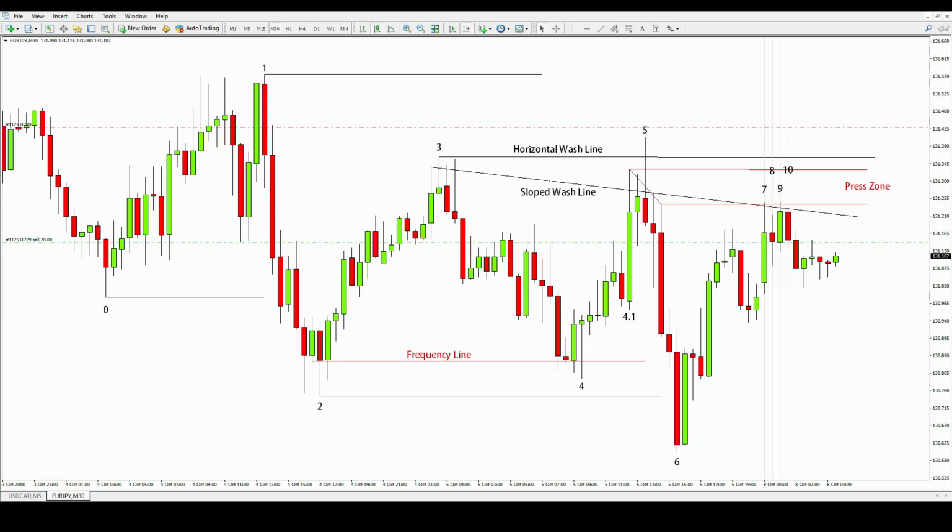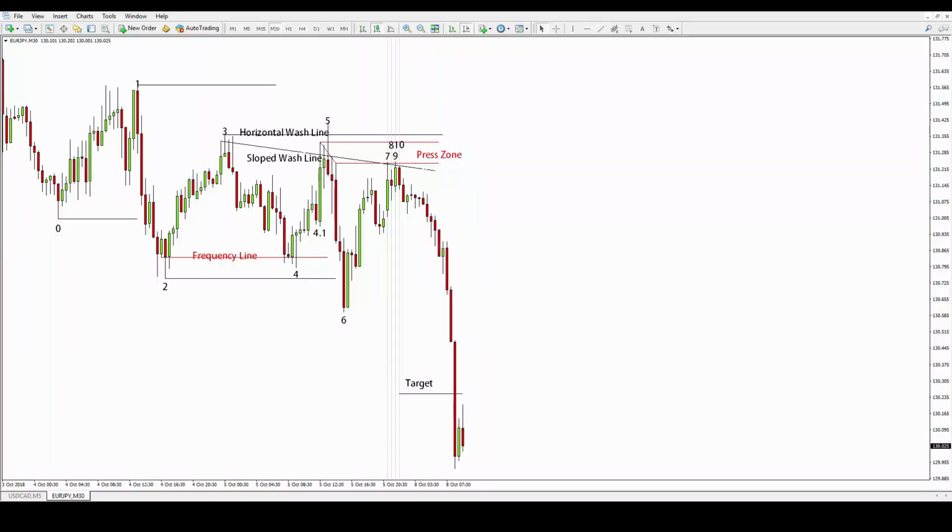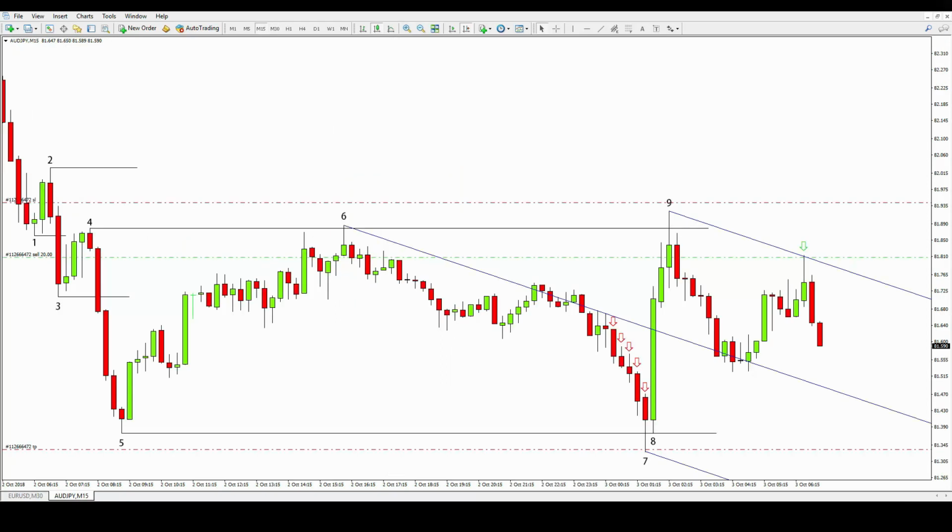Let's take a look at how this market played out. Here you can see the analysis was correct and price went down far enough to trigger the take profit order in our short position.